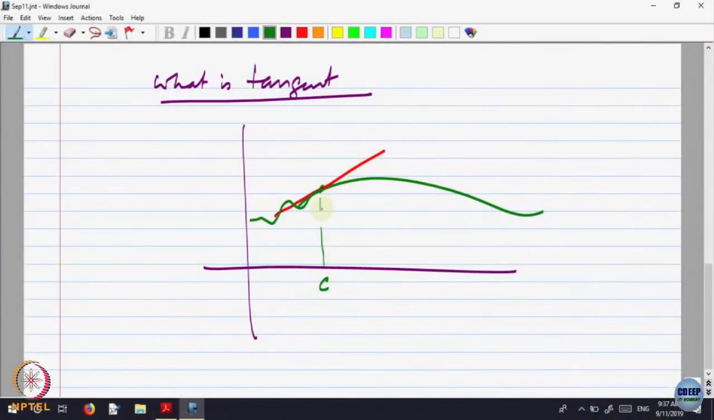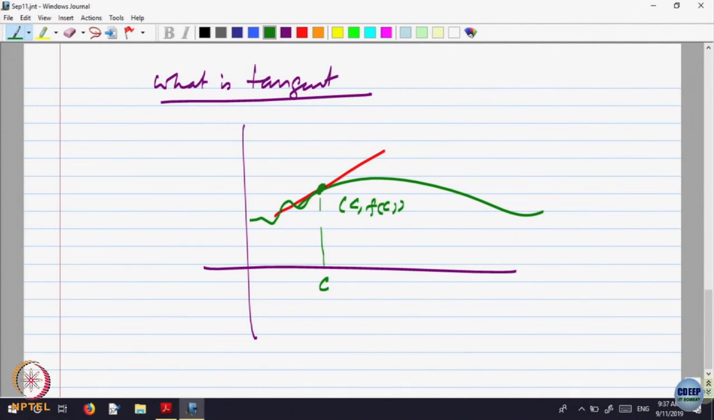So, we know that the point is here. This point is (c, f(c)), right? So, we know this line is going to pass through that point. So, that problem is solved. Only we want to know what should be the angle of that line, what should be the slope of that line. So, how do I capture the idea that it is that line which touches the curve only at one point? How do I capture that idea?